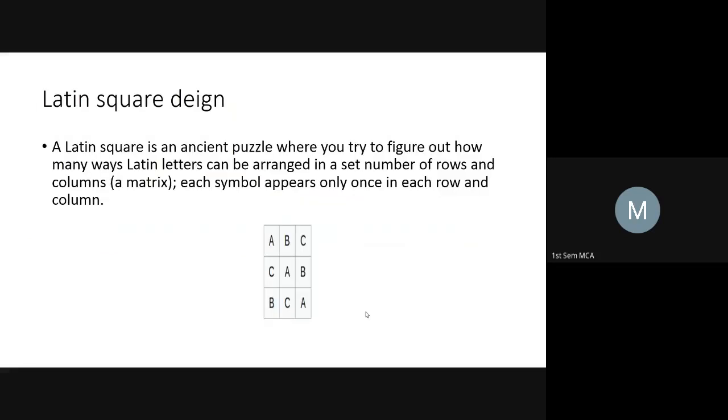So next is the Latin square design. What is a Latin square design? Out of given combinations, you are able to identify the number of meaningful words. Suppose you have ABC, CAB, BCA, some kind of characters. It's basically a puzzle. Actually, this is an example from chess.